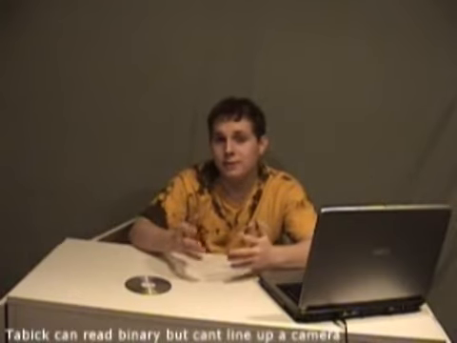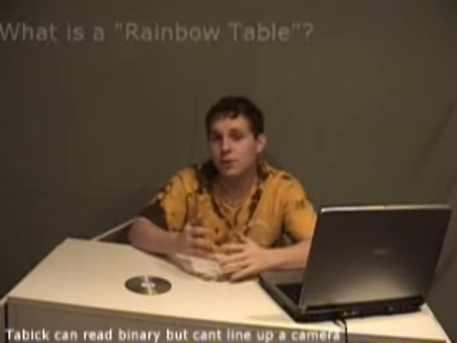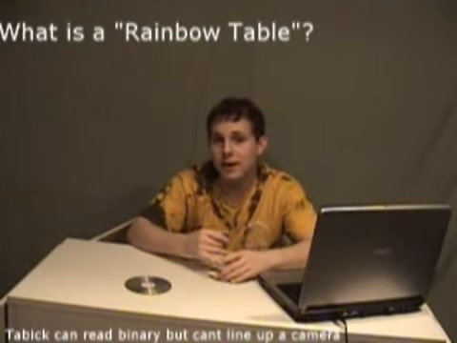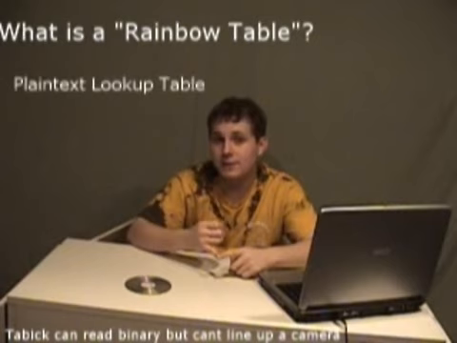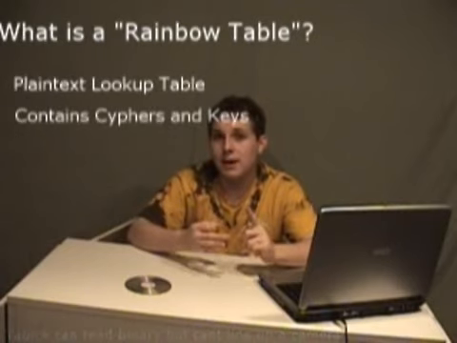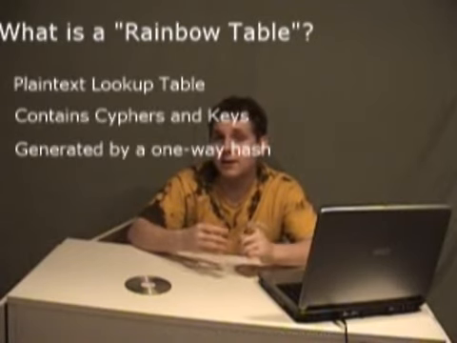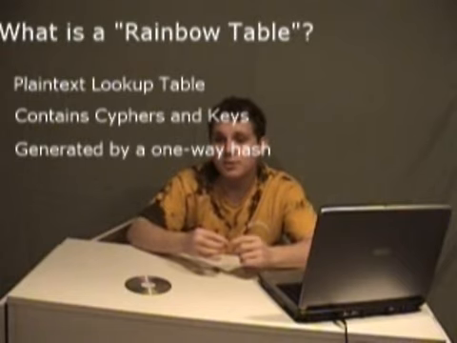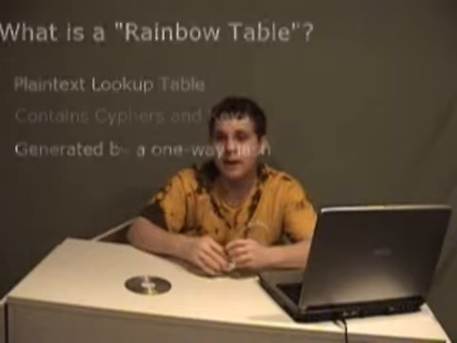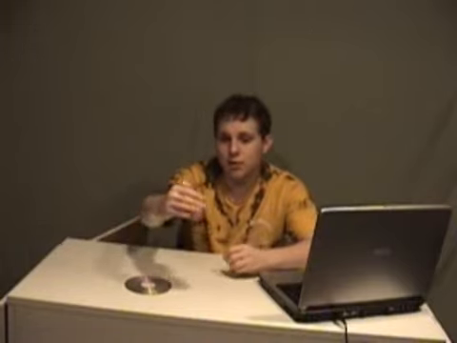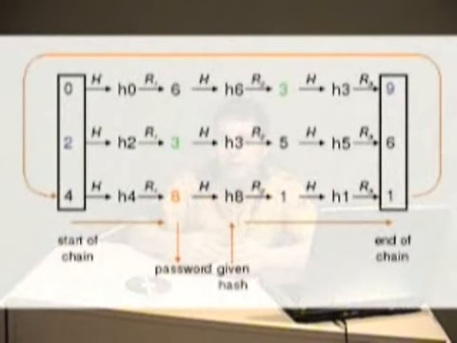So first off, we need to define what a rainbow table actually is. Wikipedia defines a rainbow table as a lookup table that has a simple plain text password. It has ciphers and keys in it, and it's generated by a one-way hash. So the point of the rainbow table is simply like a brute force attack. It basically goes through all this sort of stuff and repeats a number of words to get the password. However, unlike the brute force attack, rainbow tables are actually pretty fast.